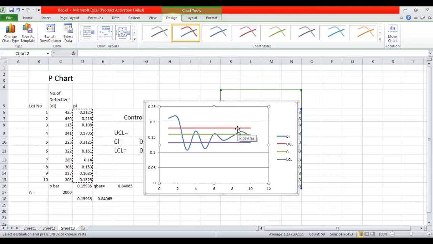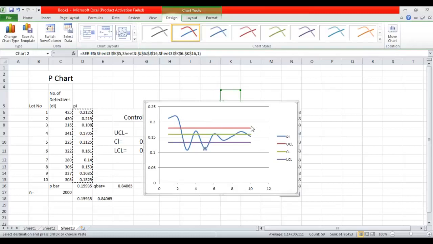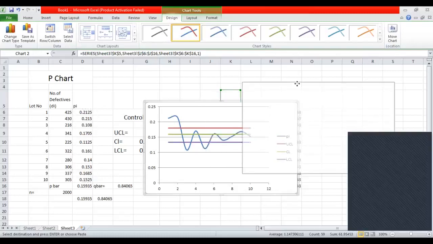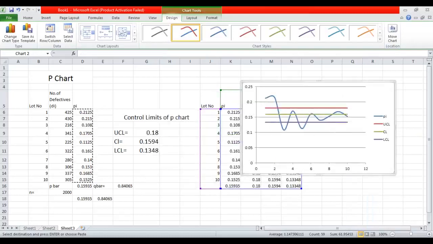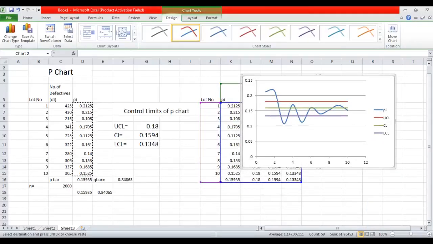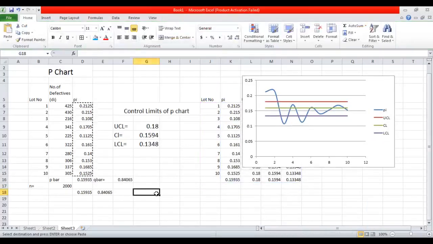If you observe here, two values are above UCL, and here two values are below LCL. So there are two high spots and two low spots in this P chart. Therefore, the process is not under control. Next, coming to NP chart. For the same problem, you can construct the NP chart also. What is the UCL?